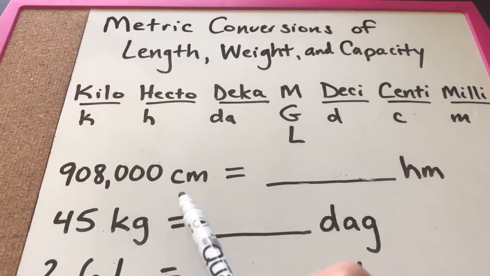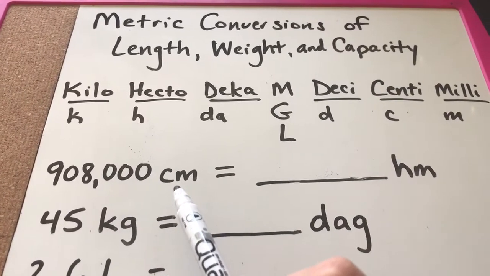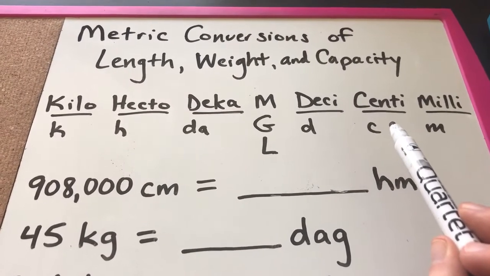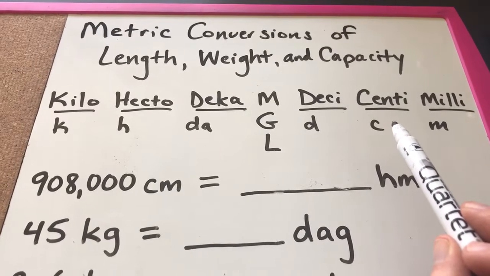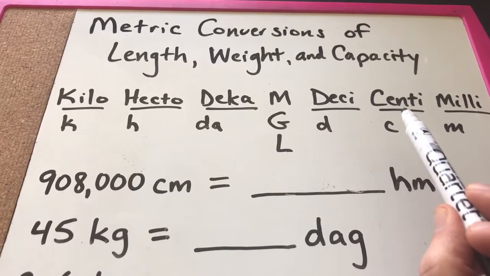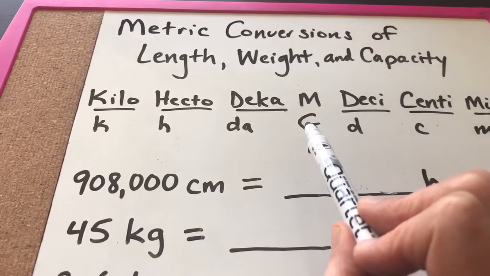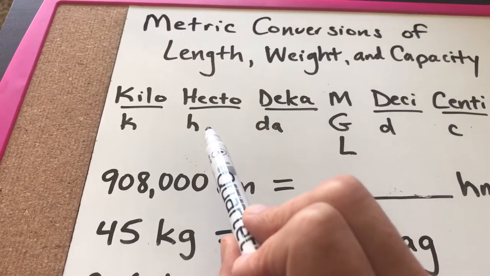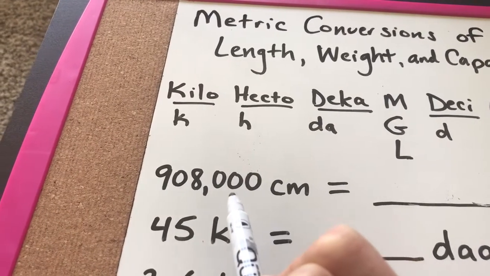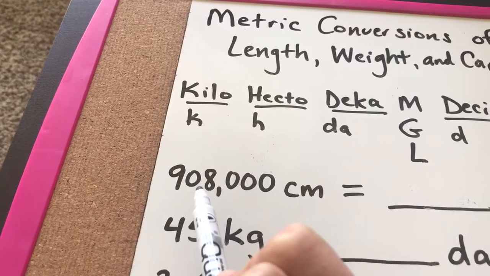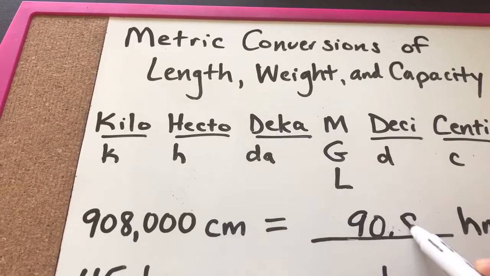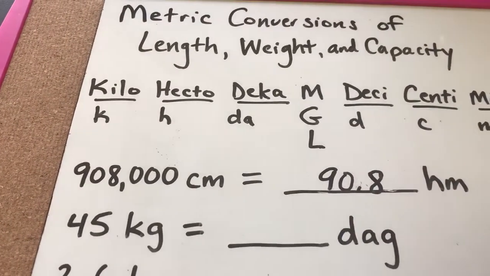If I were to start with 908,000 centimeters, and I want to convert that into how many hectometers that is. Centimeters are small and hectometers are larger, and so there will be fewer of them. So I'm going to count how many columns I move from centimeters to hectometers. 1, 2, 3, 4. And so that means I'm going to start with my decimal here and move it 4 places back. 1, 2, 3, 4. So I would have 90.8 hectometers, which is equivalent to those 908,000 centimeters.